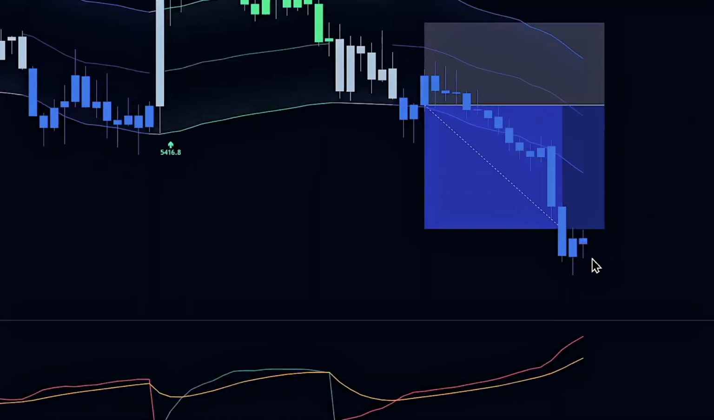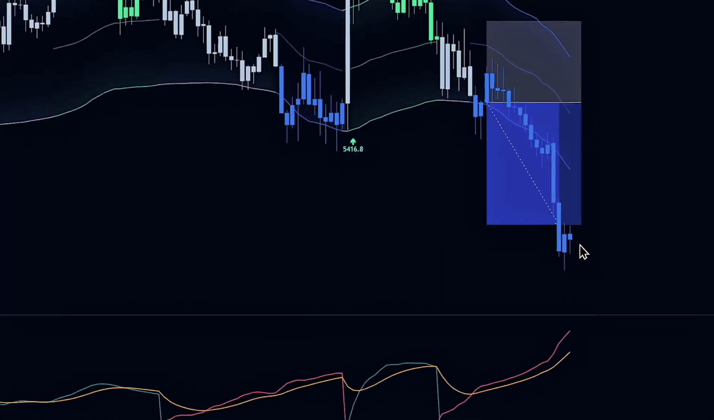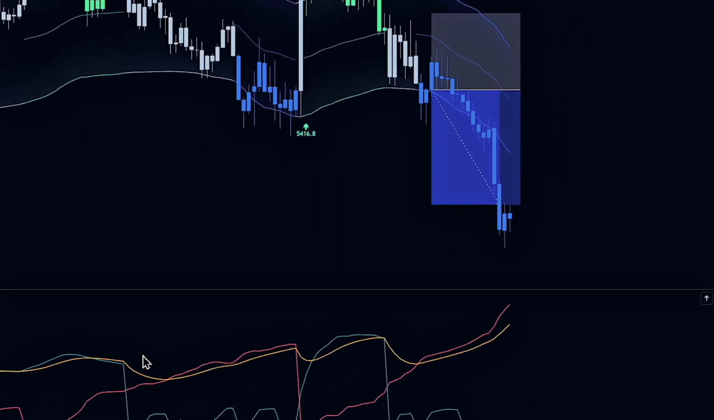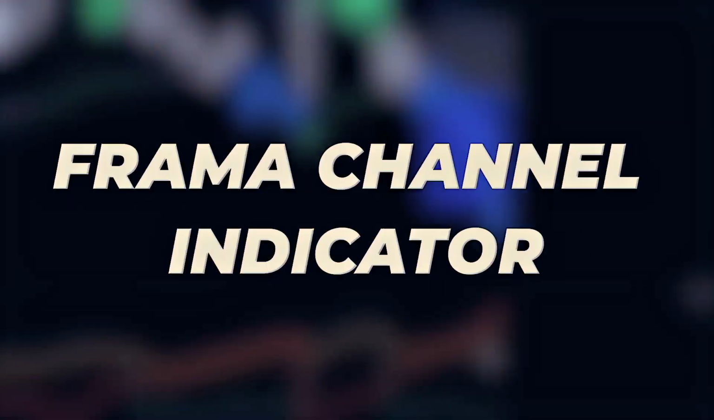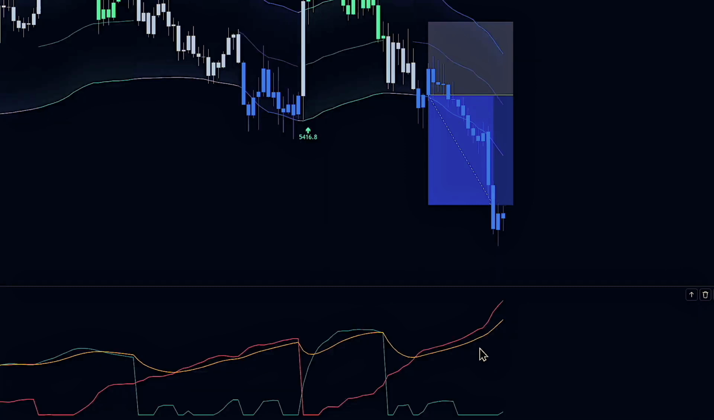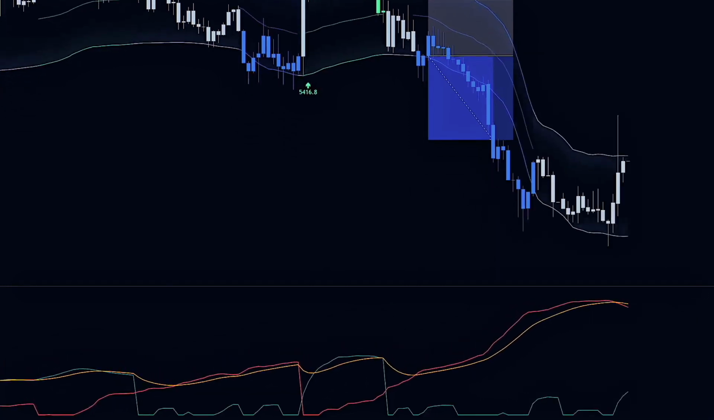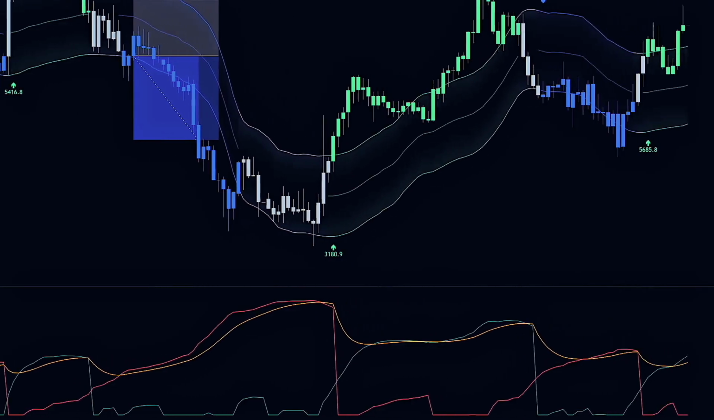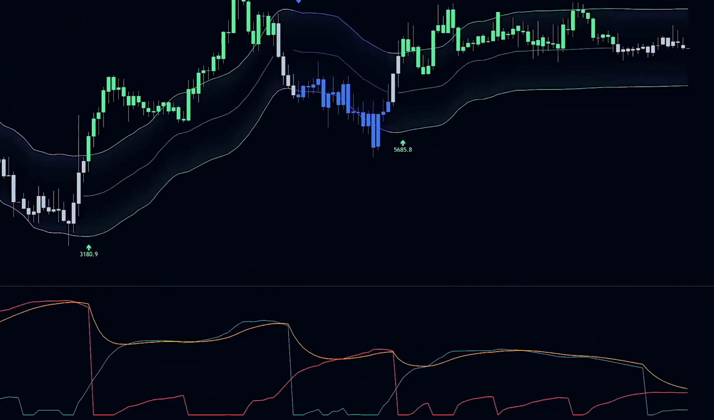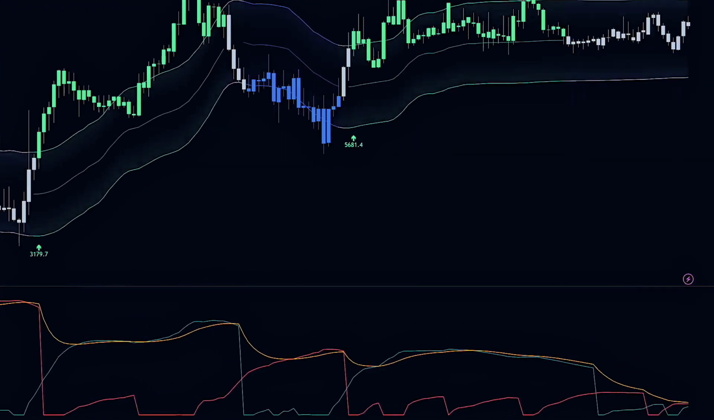If the FRAMA signals but the oscillator's orange line is on top, skip it and wait for alignment. To sum it up, the FRAMA channel by Big Beluga is a slick tool for spotting trends and ranges with its adaptive channel and color-coded candles. Pairing it with the Indian oscillator filters out choppy market noise, letting you focus on trades with solid momentum.